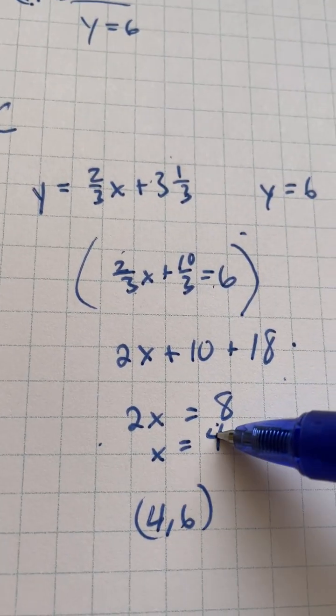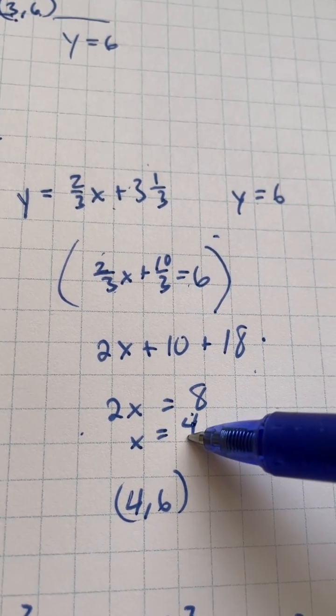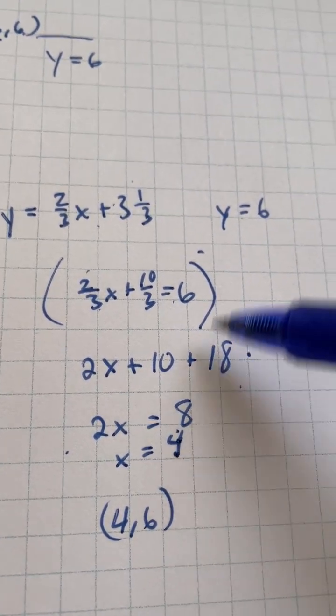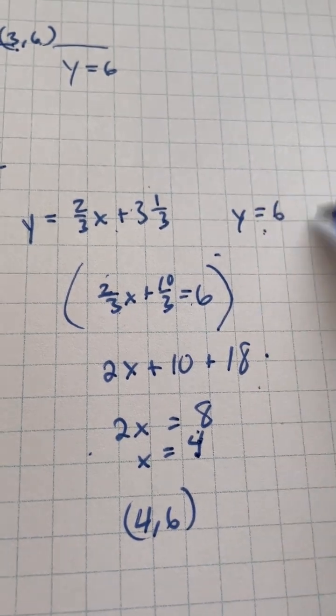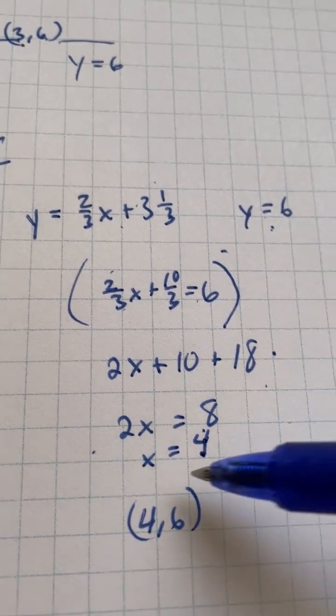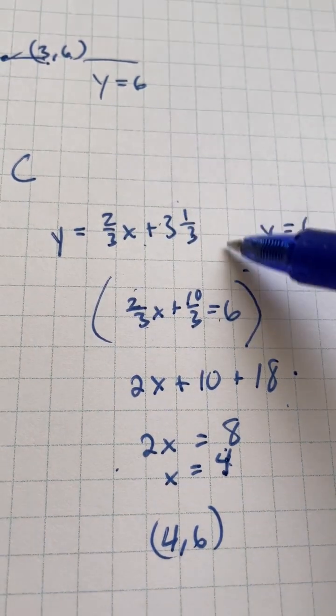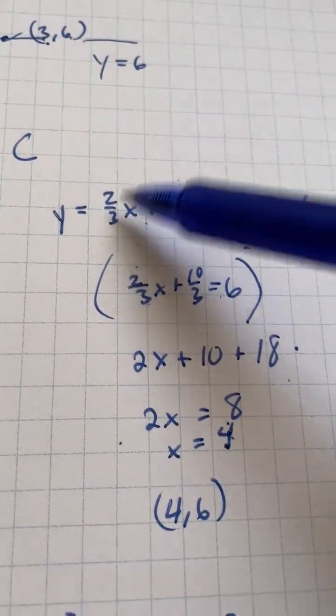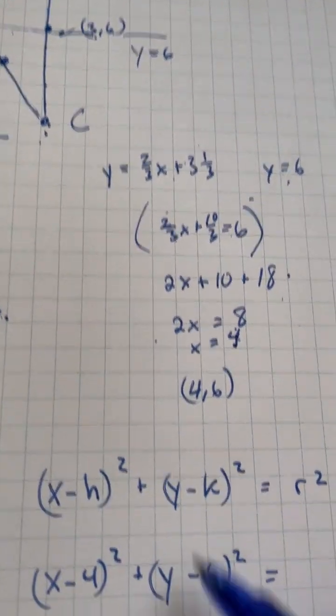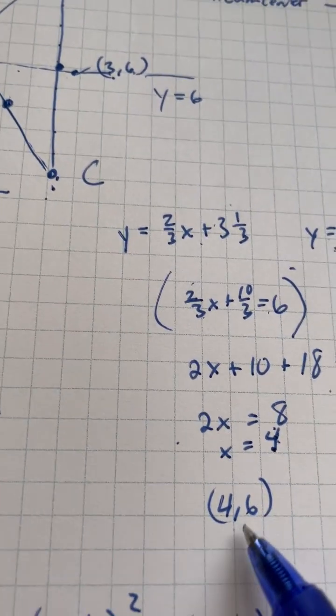Normally I plug 4 back into one of the two equations to get y. I'm definitely going to choose this one because there's nothing to do. It's just y equals 6. You could verify it by plugging 4 back into this one. It should also turn into 6, but that's work. So my intersection point and my circumcenter is (4, 6).